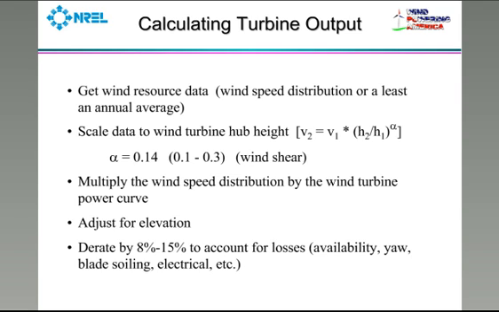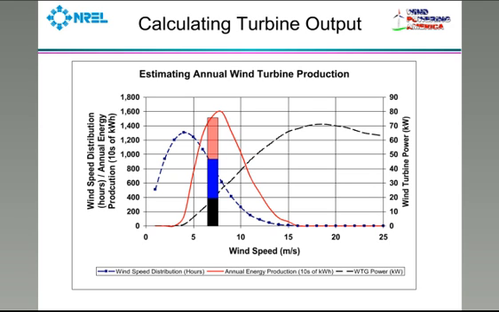You adjust for elevation, and then you derate by, I usually knock off about 10% to account for various losses. Turbine unavailability, yaw, blade soiling, the blades get dirty and they're not quite as efficient. You have electrical line losses, just a whole bunch of losses that add up. And so if you knock off about 10% of your gross production estimate, you're less likely to be disappointed.